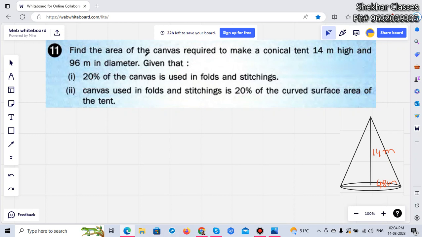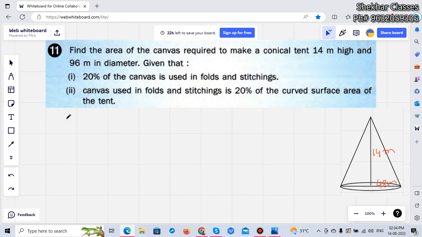Now find the area of the canvas required, given that 20% of the canvas is used in folds and stitching. That is the first part. The second part says find the area of canvas given that canvas used in folds and stitching is 20% of the curved surface area. Remember, these two are different things. Understand this.